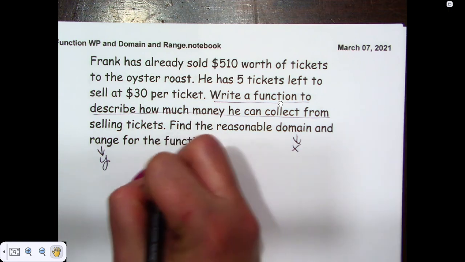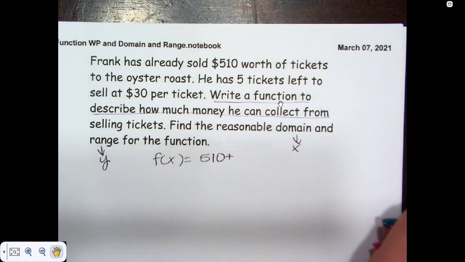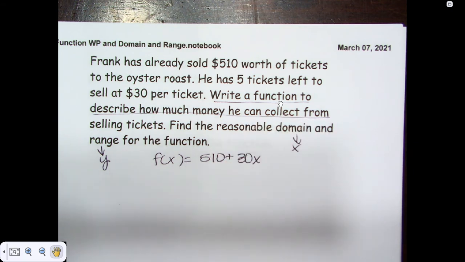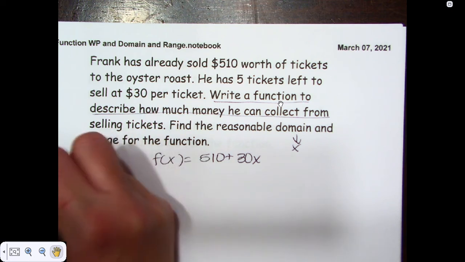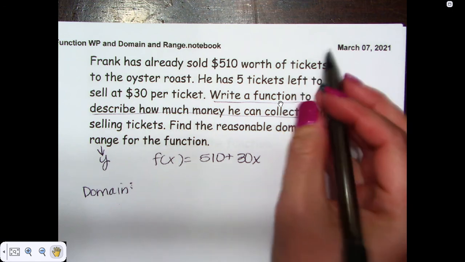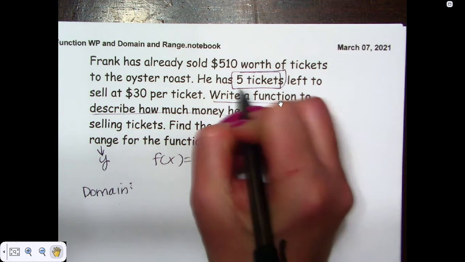All right, well, right now, Frank has $510. And then in addition to that, he is going to charge $30 per ticket. So we're going to add 30x to that. Okay, so that will be our general function. Our domain here, X is the amount of tickets he has. Well, remember it says right here he only has 5 tickets left to sell.